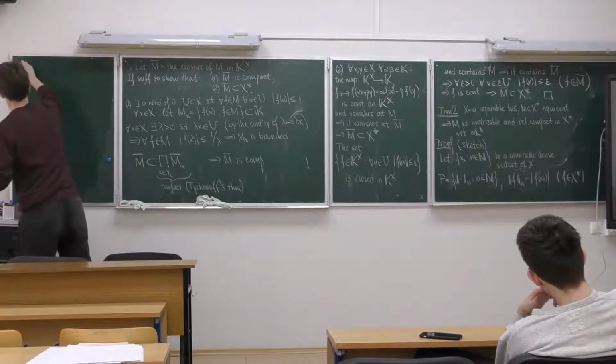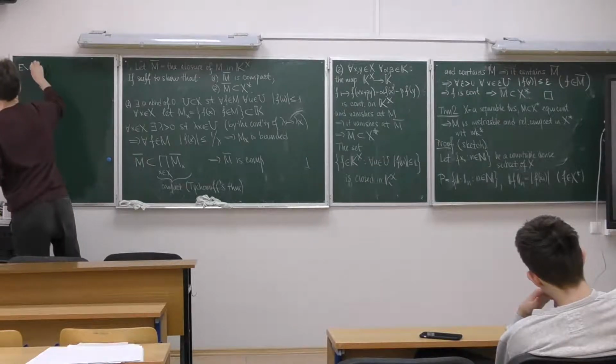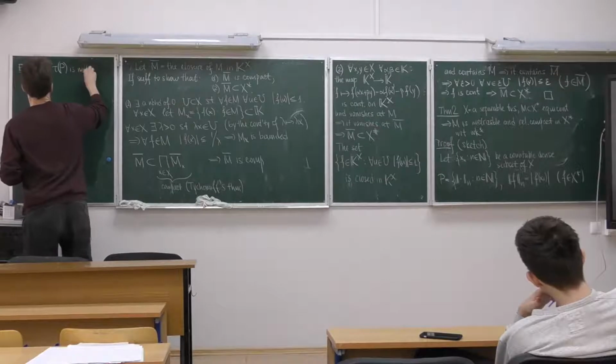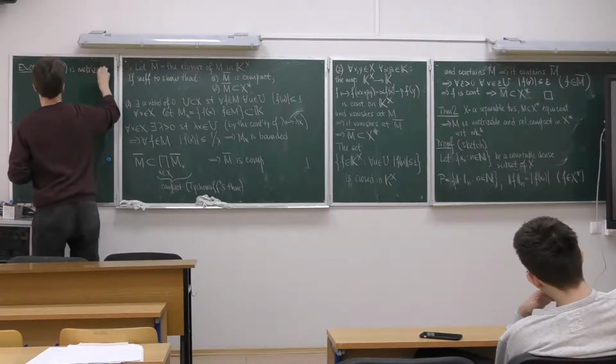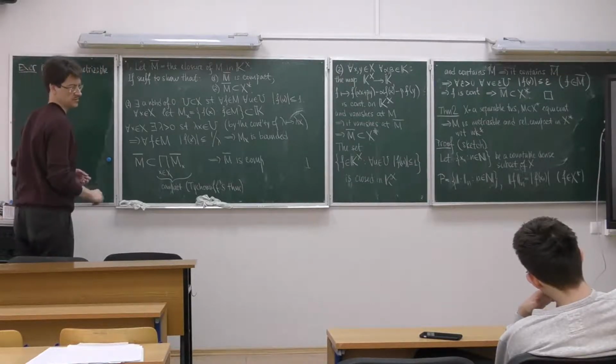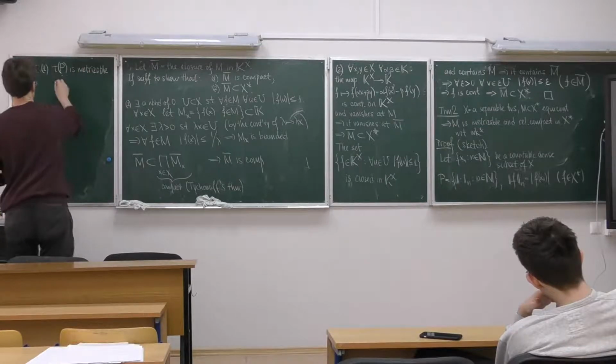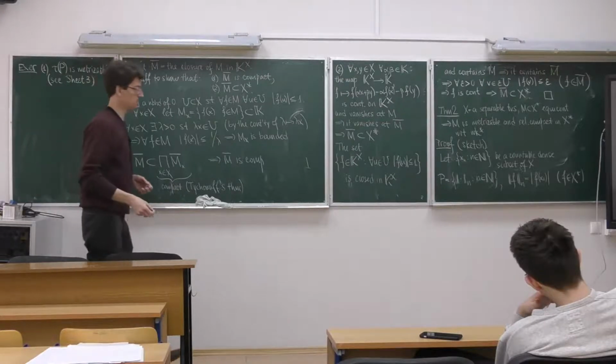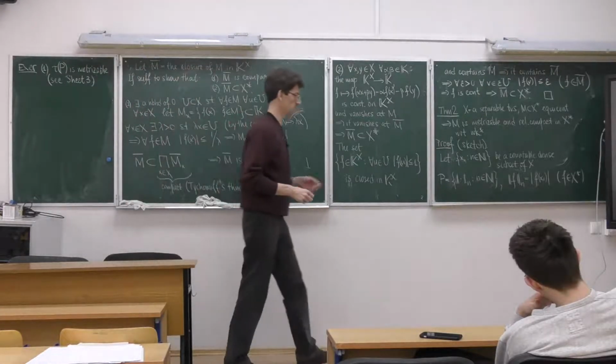So exercise 1. The topology determined by P is metrizable. Actually, this is one of the exercises in exercise sheet 3. A locally convex topology determined by a countable family of seminorms is metrizable.